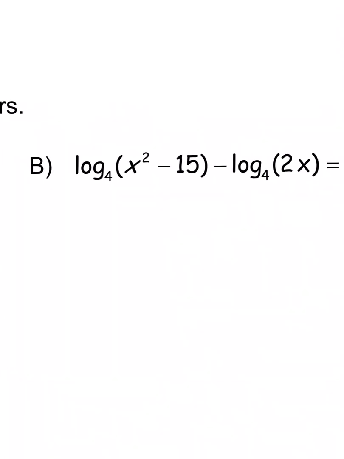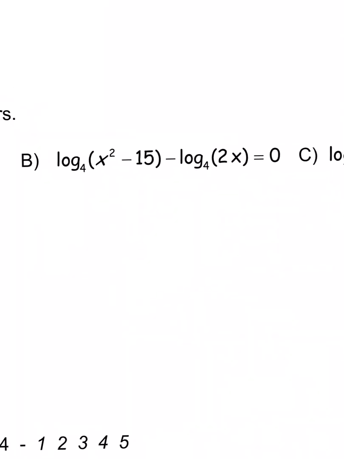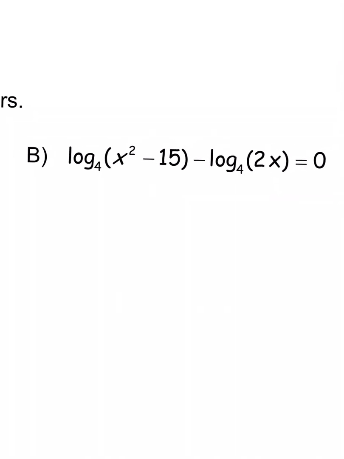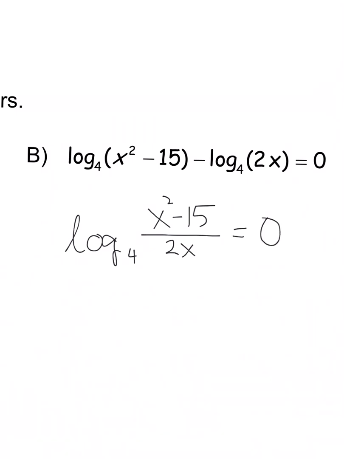Moving on to b. We have two logarithms being subtracted, set equal to 0, so we can condense those two. They both have the same base, so we condense it down to log base 4 of x squared minus 15, which is part of the positive logarithm, and log base 4 of 2x is the negative logarithm. So the x squared minus 15 goes in the numerator, and the 2x goes in the denominator. Set that equal to 0, and now we go ahead and put it into exponent form.